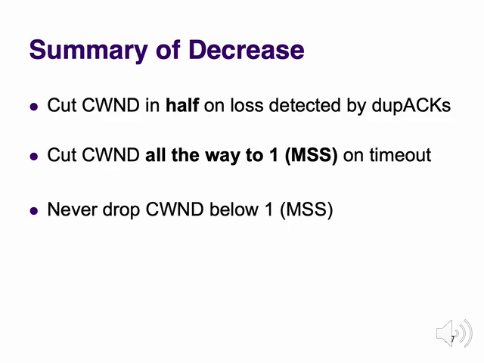But there's no scenario under which it's going to drop its congestion window below 1. So the congestion window minimum is always 1 MSS. If you find yourself tempted on an exam to have a congestion window of 0.1 MSS or 0.5 MSS, don't do that.